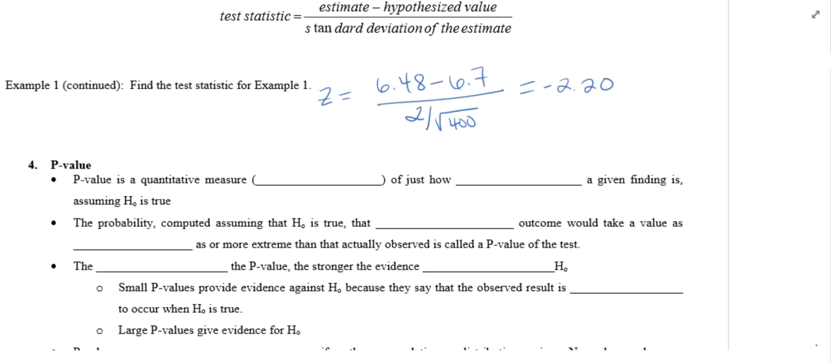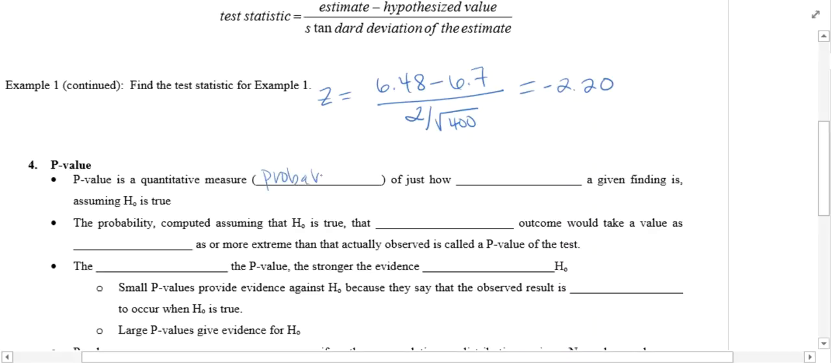So the p-value is a quantitative measure. It's a probability of just how unlikely a given finding is, assuming that the null is true. Highlight this. We are going to come back to this in the future. P-value. We're assuming that the null is true.